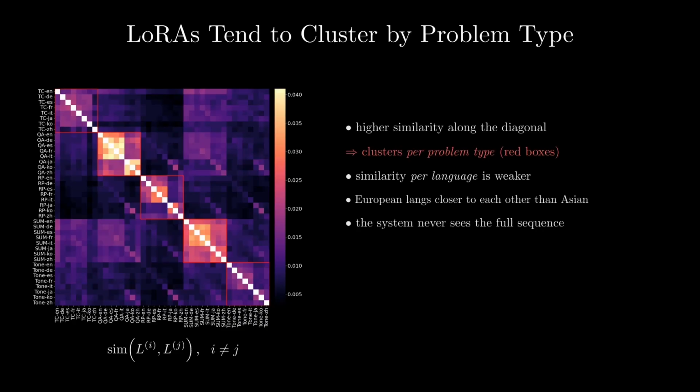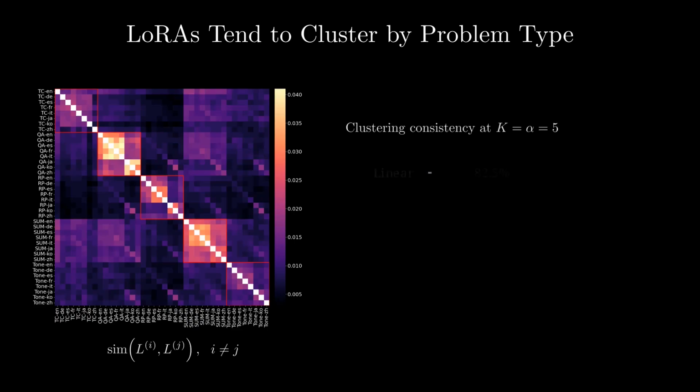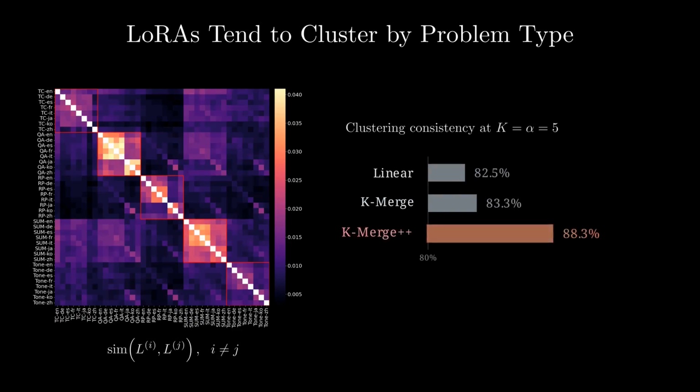However, this analysis is done after the fact. The system never sees all LoRAs at once. So, we run a controlled experiment. We fix the number of clusters to 5 and measure clustering consistency score. For each cluster, we take its most common task and check the fraction of LoRAs correctly grouped. K-Merge++ reaches the highest consistency because it uses the remaining slots more meaningfully, and it's also more robust to adversarial task ordering.